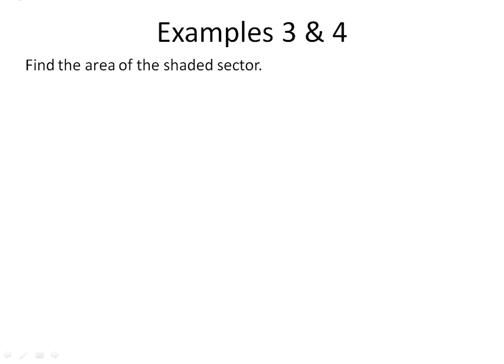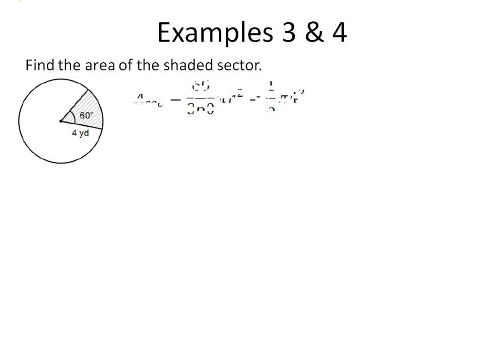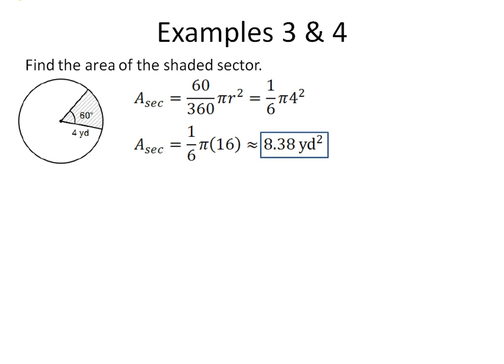Okay, so they want us to find the area of this shaded sector. So here's what we've got. We've got this angle of 60 degrees here at the center, and we have a radius of 4 yards, so we simply plug it into our formula, which says the area of the sector is equal to 60 over 360 times the area of the circle, which is pi r squared. So this gives us 1 over 6 times pi times 4 squared. So the area of the sector is equal to 1/6 of pi times 16, which is approximately 8.38 square yards.